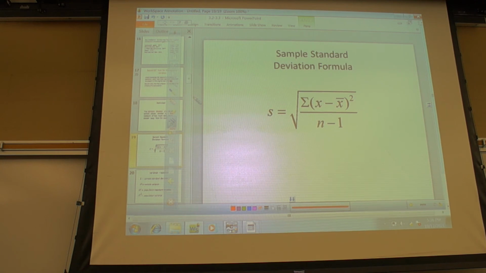So here are the steps. First step, take every x value and subtract it from the mean. Second step, square all those values. Third step, sum them, add them up. Fourth step, divide by n minus 1. And last step for the standard deviation, square root it. Those are the 5 steps, and you want to do that.